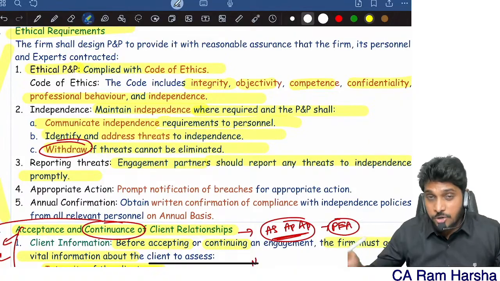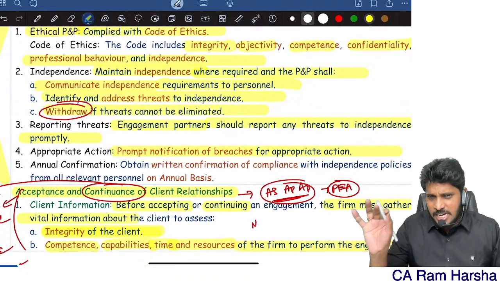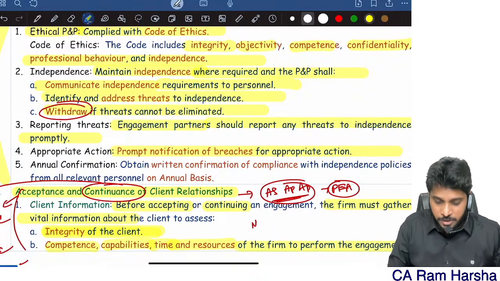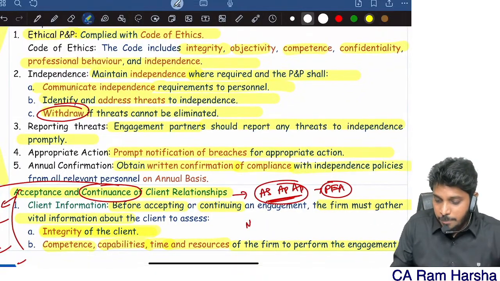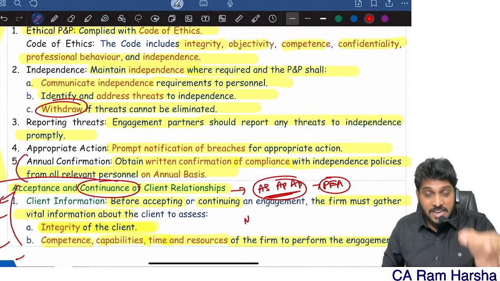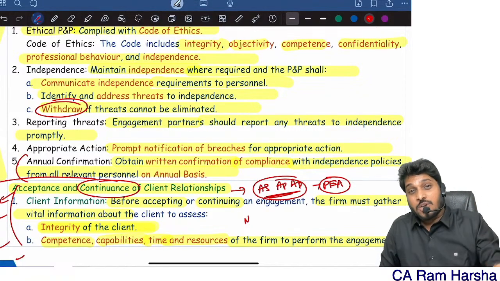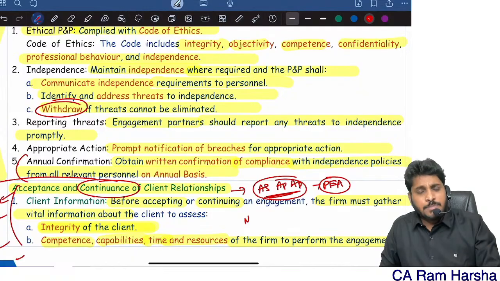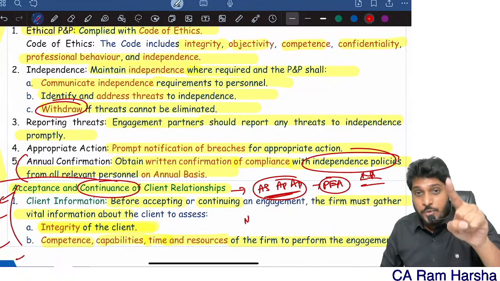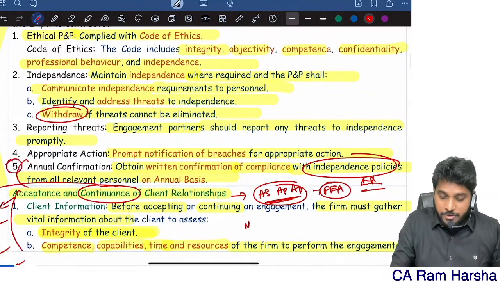He must check quality control policies and decide whether to accept or not. Then prompt notification of breaches. If there is any breach of an ethical requirement, immediately the concerned partner or team member should report to the top management of the firm, and the firm should obtain written confirmation of compliance with independence policies from all personnel. Every firm shall take a declaration that they complied with ethical requirements. Annually once they should get a written confirmation of compliance with the firm's policies and procedures with respect to independence. Annually one letter has to be obtained. Remember, very important for MCQs and all.